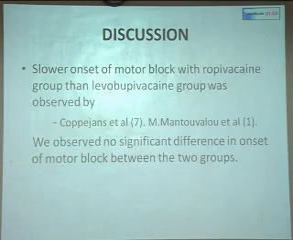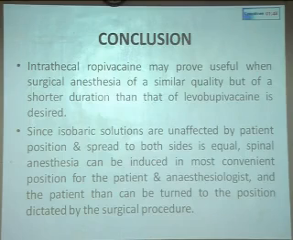Slower onset of motor block with the ropivacaine group than the levobupivacaine group was observed by these studies, but we observed no significant difference in the onset of motor block between the two groups. Intrathecal ropivacaine may prove useful when surgical anesthesia of similar quality but of shorter duration than levobupivacaine is desired.